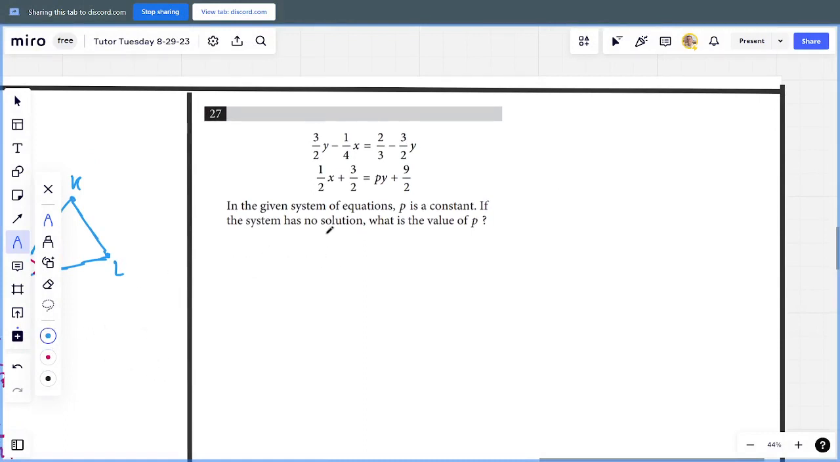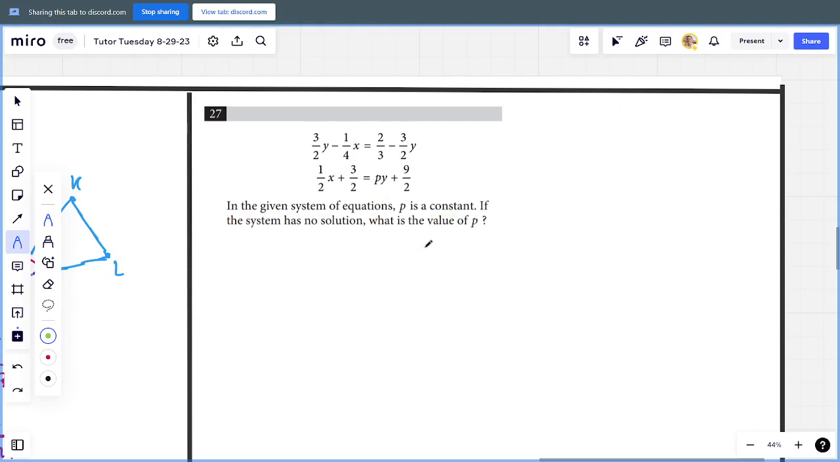And then our last SAT math problem. I think this one is actually a little bit challenging, but maybe you guys are going to get it in 3 seconds and I'm going to spend 3 minutes explaining it. We have these two big systems of equations. It says in the given system of equations, P is a constant, so it's just some number. If the system has no solution, what is the value of P?